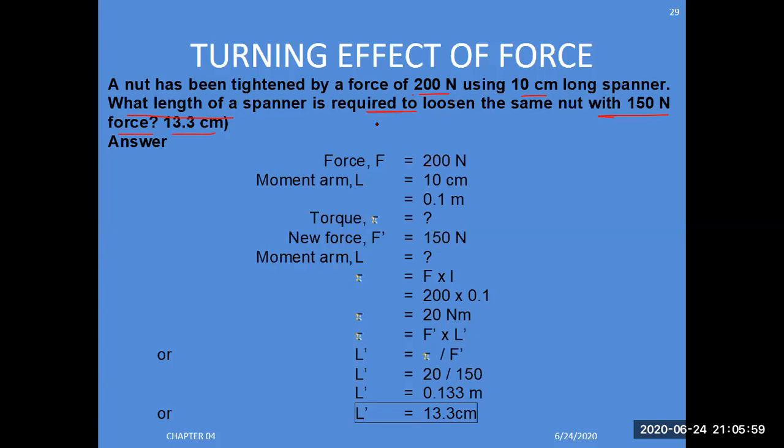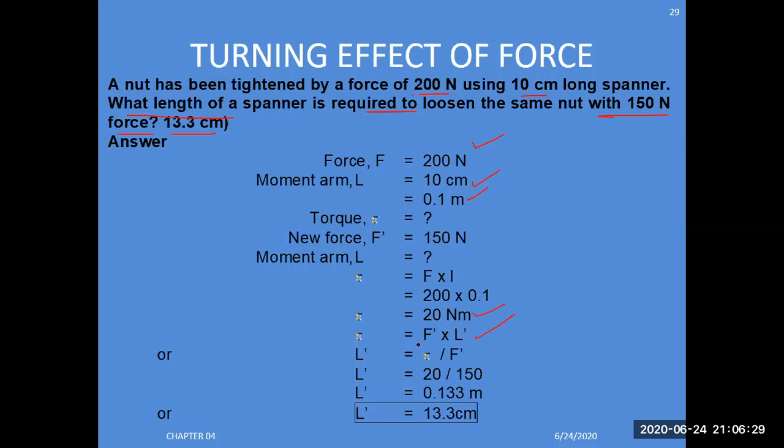First of all, you will consider the first force, that is 200 Newton. Then you will see what the moment arm is at that time, in meter. Then you calculate the torque, and the torque formula is this one. When you are using 200 Newton force and the moment arm is 1 meter, then this will be your torque produced.